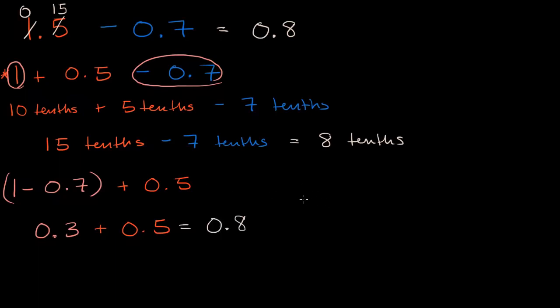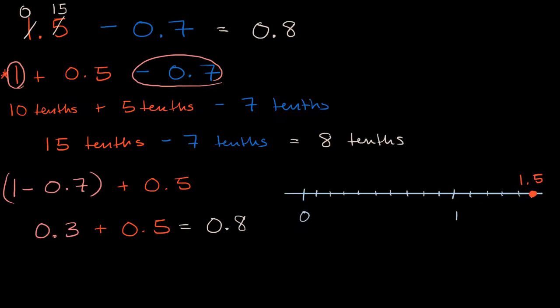Now another way that you could tackle this, and once again I'm showing as many ways as possible just so you appreciate that these are just different ways of tackling the same idea. Let's draw a number line here. So let's say this is 0, and then 1, 2, 3, 4, 5, 6, 7, 8, 9, 10. That is 1, and 1, 2, 3, 4, 5 is 1.5. So we're going to start at 1.5 right over here. And we're going to take away 7/10.